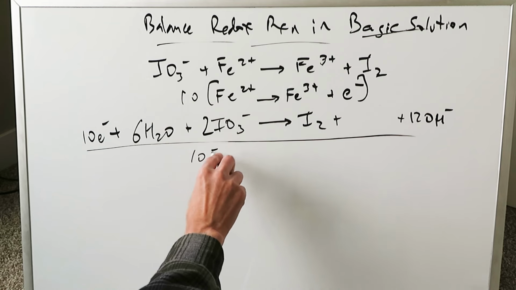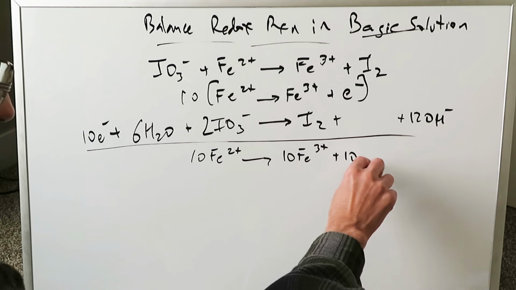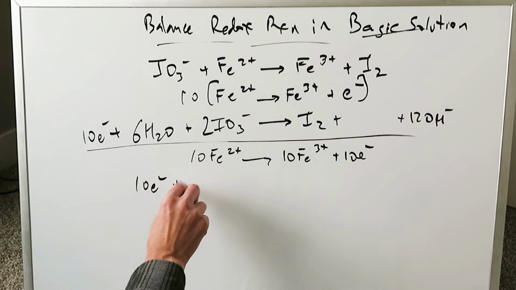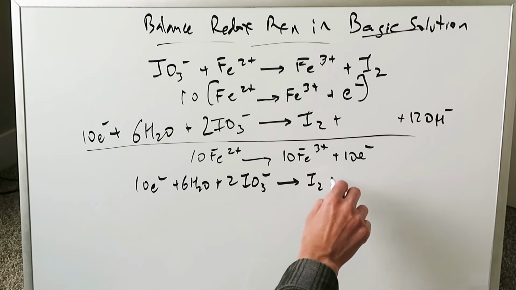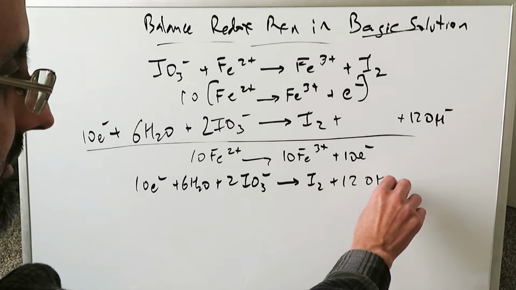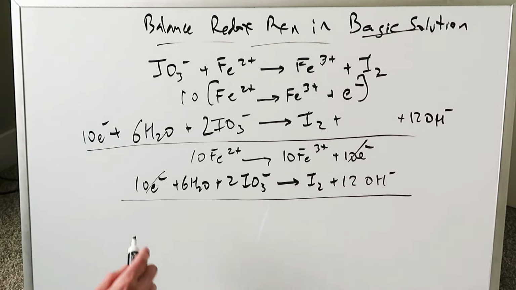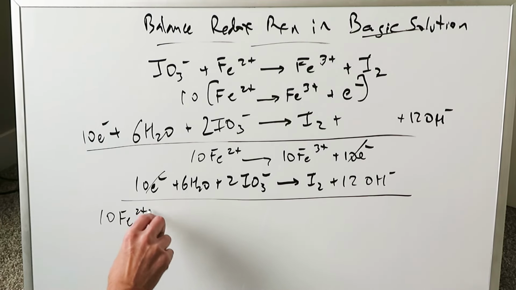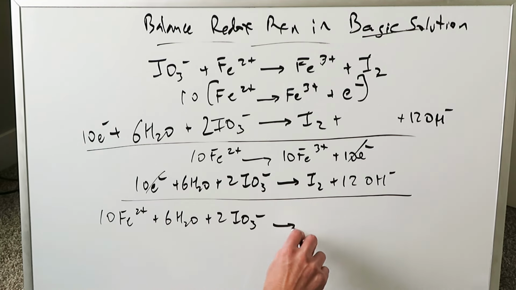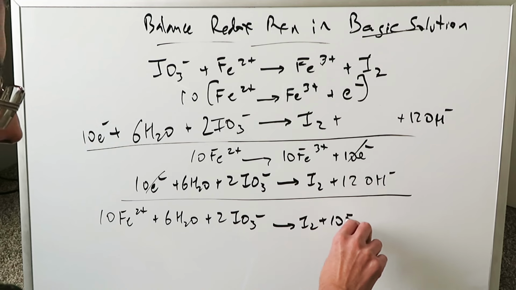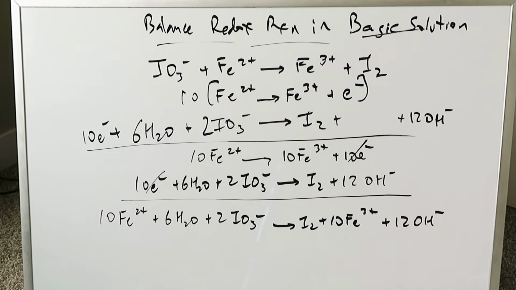I'm going to rewrite everything. I have 10 Fe2+ going to 10 Fe3+ and then 10 electrons. Here I have 10 electrons and 6 H2O, 2 iodates. I have 1 iodine and I have 12 hydroxyls. This cancels out with this, and now I can write the net reaction and then everything should be good. I'll have 10 Fe2+, I have 6 water molecules, 2 iodate anions, 1 iodine, 10 Fe3+, and then 12 hydroxyl anions. Everything should be good, but we have to check it.